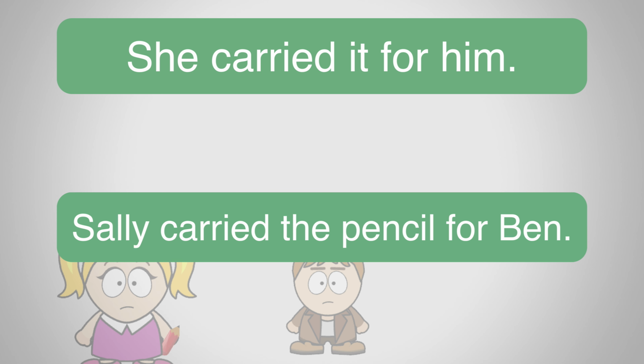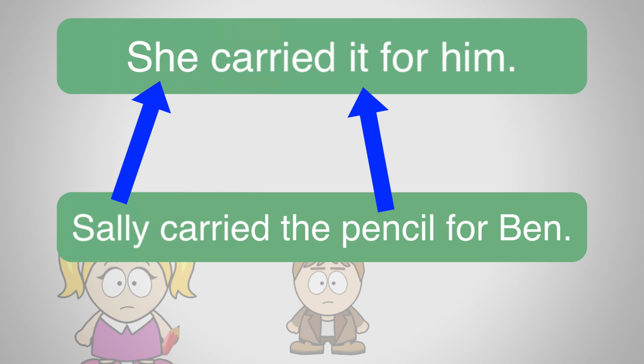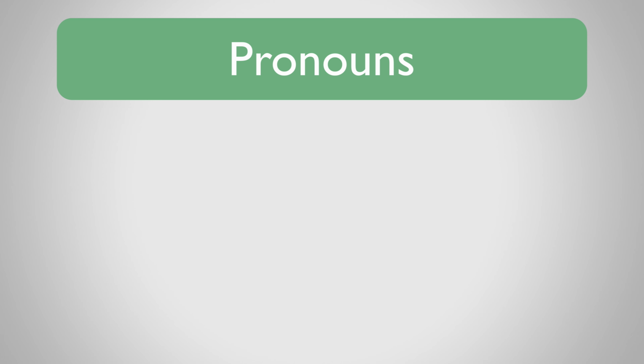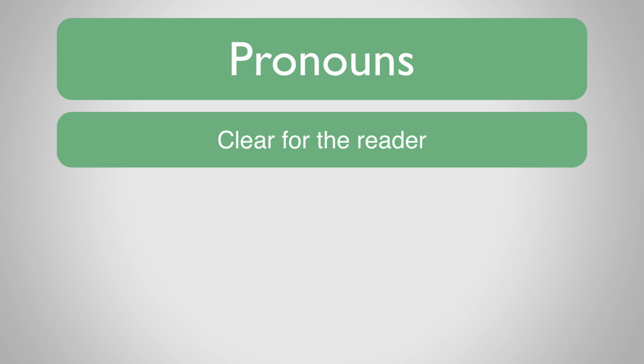Sally, that's a noun, and in our sentence it's been replaced by the word she. What's next? Well, pencil is a noun, and we can see that pencil has been replaced by the word it. We've also got rid of the, as it's no longer needed. Finally, Ben is a noun which has been replaced by the pronoun him. So she, it, and him are all pronouns in this sentence. Of course, we can only use pronouns if it's clear for the reader what noun it is they're replacing.